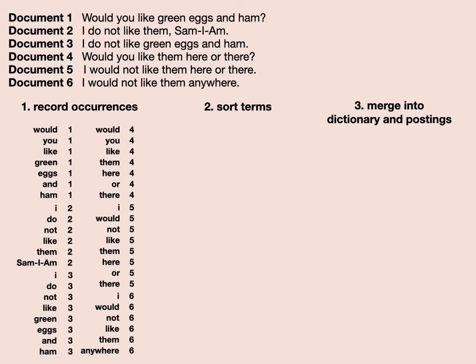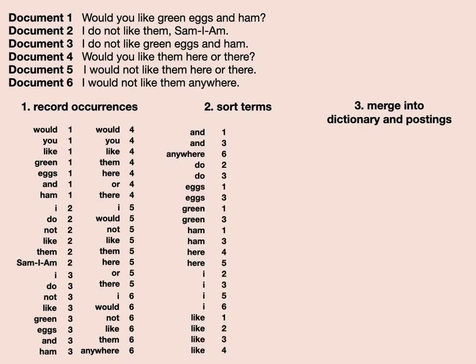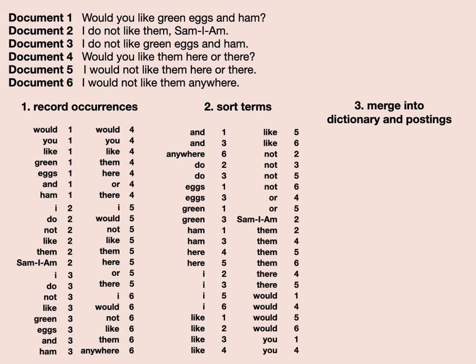Okay, so there's a lot of overlap, right? Green eggs and ham show up a lot. We're going to sort them in alphabetical order and postings order. So let's just do that process. And anywhere, do, eggs, green, ham. Oh no, ham, here, right? And all the way down until we get to you.